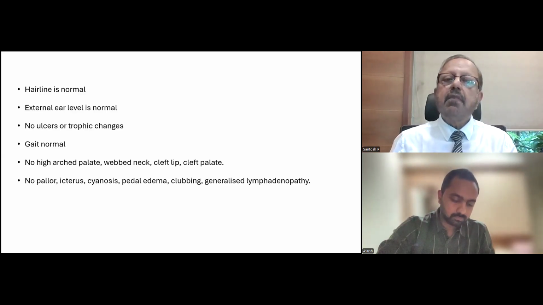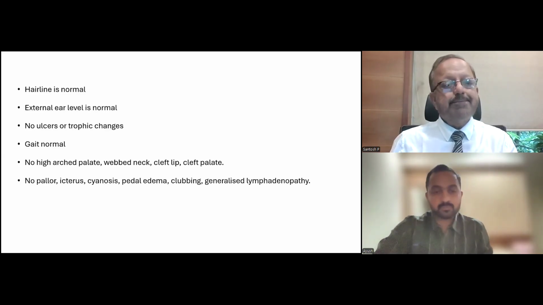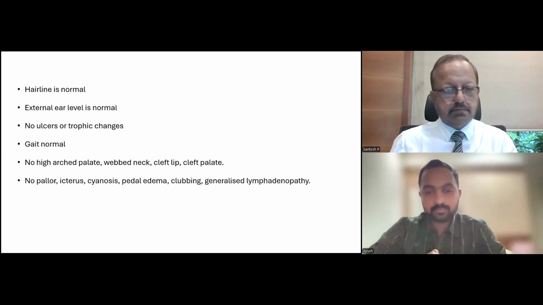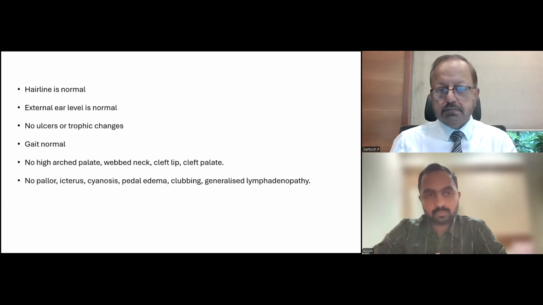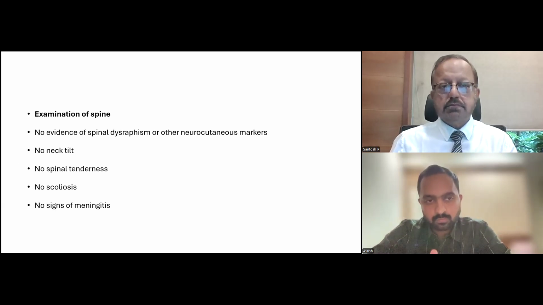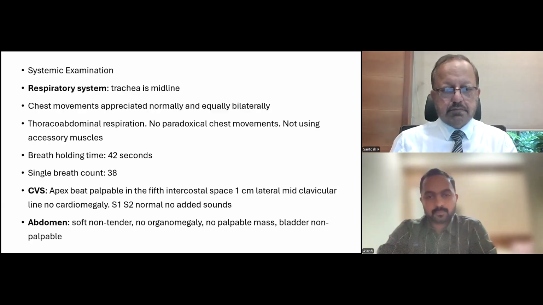No ulcer or trophic changes seen. Gait was normal. No high arch palate, web neck, cleft palate. No pallor, icterus, cyanosis, pedal edema, clubbing, generalized lymphadenopathy. On examination of spine, no evidence of spinal dysraphism or other neurocutaneous markers, no neck tilt, no spinal tenderness, no scoliosis, no signs of meningitis.